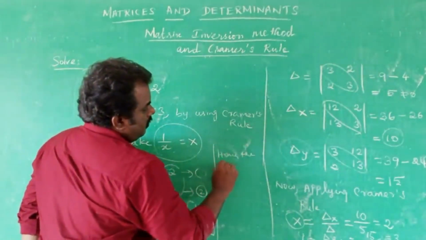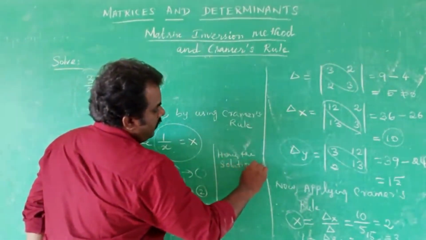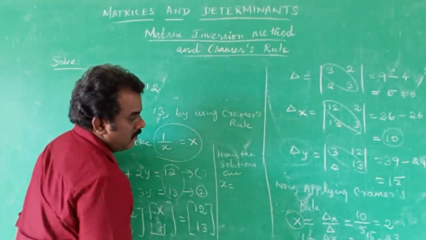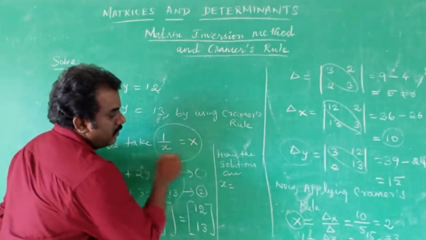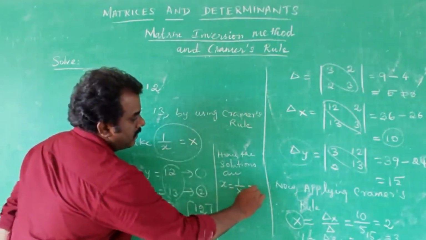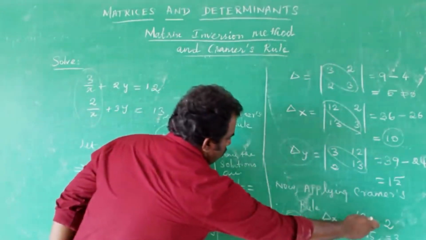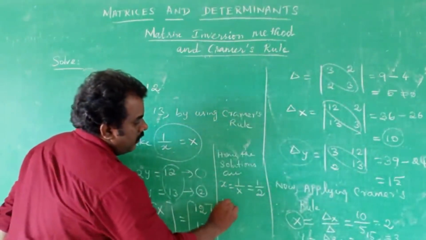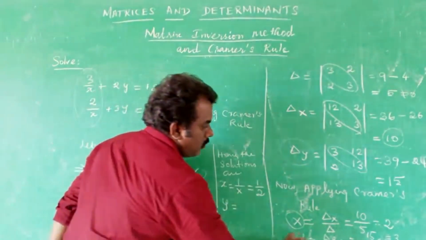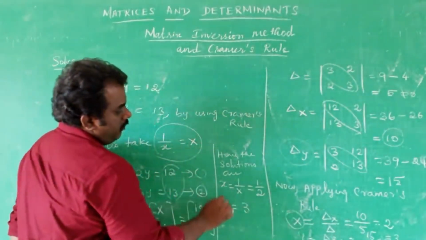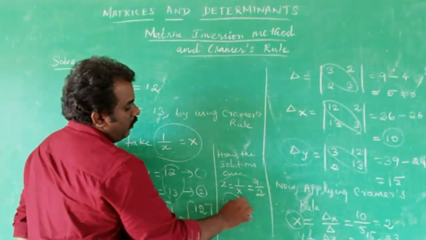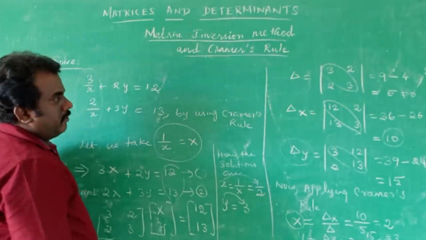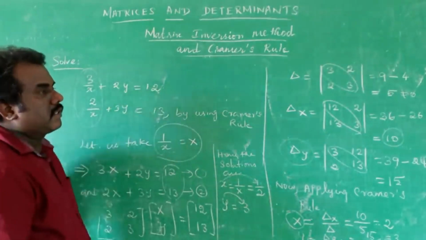Hence the solutions are small x equal to 1/capital X. The value of capital X is 2. That means small x is 1/2. And the value of y, as usual, the answer is 3. Therefore, x is equal to 1/2 and y is equal to 3. We found the solution of the given system of linear equations.